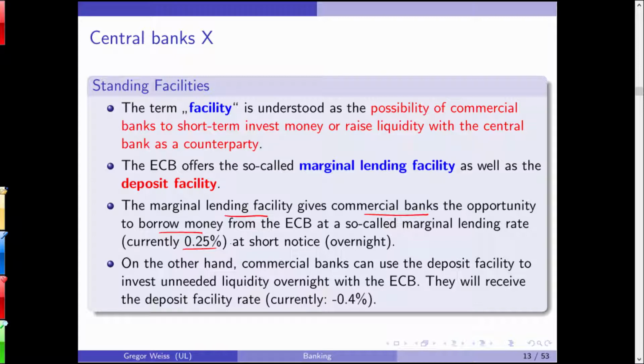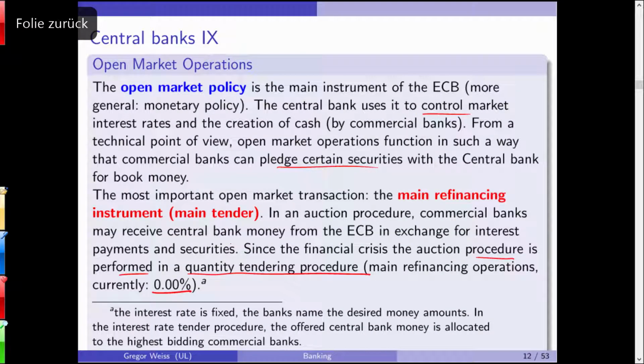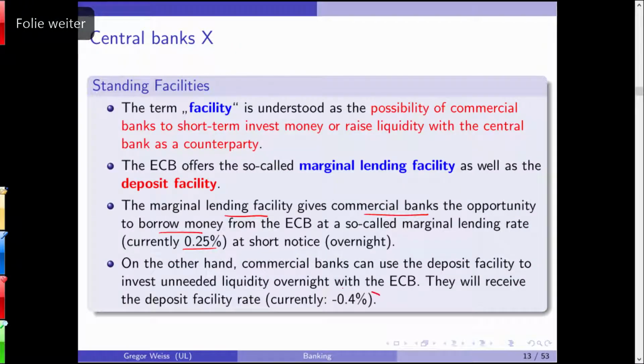It's not an interest rate here within the open market operations. This is fixed at 0%, but the negative interest rate, this is the one here. This is the one of the deposit facility via which commercial banks can deposit overnight liquidity with the central bank. And why has the central bank put in place a negative interest rate? Because it wants to discourage banks from putting liquidity and cash into the central bank instead of granting loans.